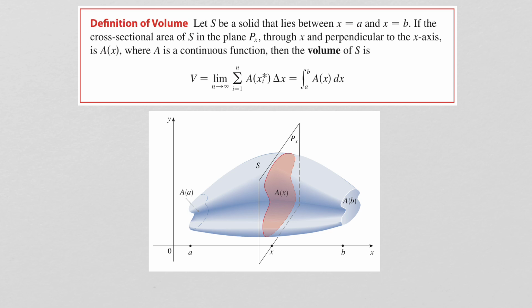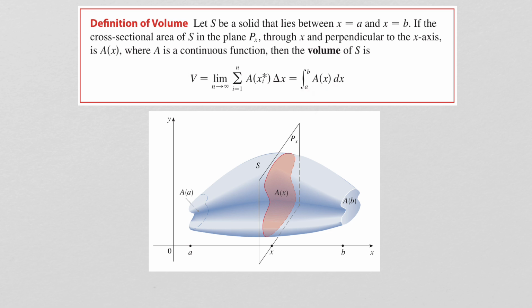So the definition of a volume: let S be a solid that lies between x equals a and x equals b. If the cross-sectional area of S in the plane Px, perpendicular to the x-axis at x, is A of x, and A is a continuous function, then the volume of the solid can be expressed by taking the limit as n goes to infinity of the sum of the cross-sectional areas multiplied by the thickness. And of course, this is a Riemann sum, and when you take the limit of a Riemann sum, it becomes a definite integral.